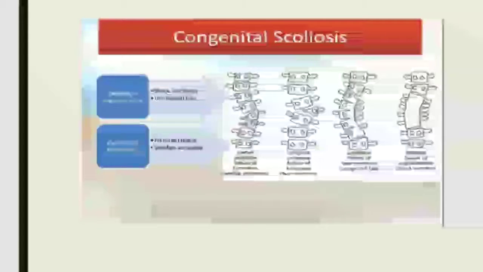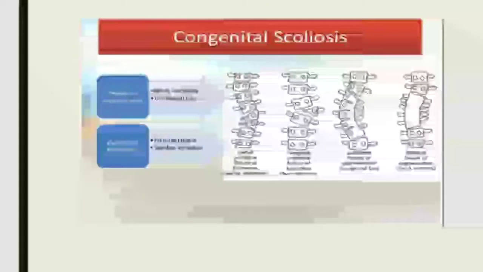Defects of segmentation: block vertebra, unilateral bar. Defects of formation: hemivertebra, wedge vertebra.